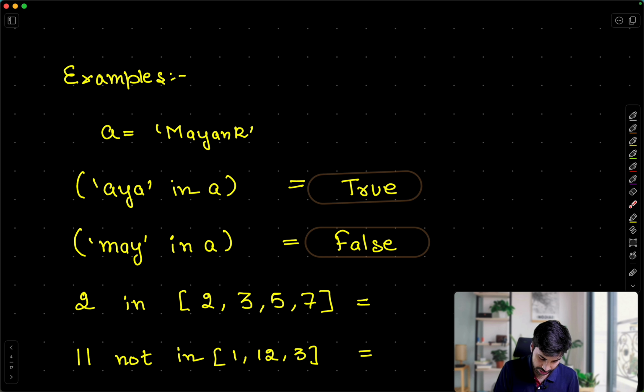The next thing is 2 in [2, 3, 5, 7]. I think you know the answer: it's going to be true. Similarly, 11 not in [1, 12, 3] is also going to be true because 11 is not there. Let me show you this one. The sequence with the square brackets is a list.